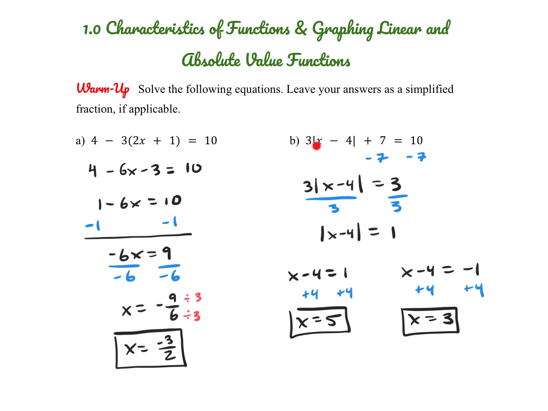And then in part B, we have an absolute value equation. So remember, for this, we try to isolate our absolute value term. And then we actually have to make two separate equations, one where the absolute value is equal to the positive version of the constant and then the negative version of the constant. So here we have two answers.